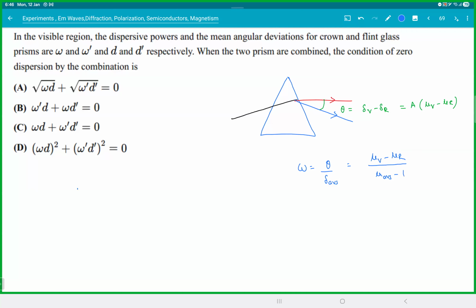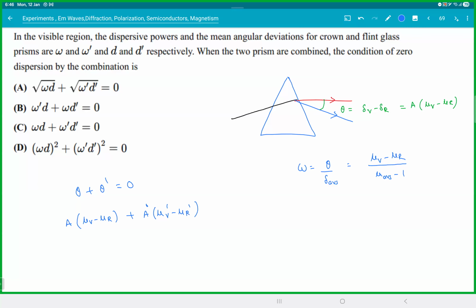So he's saying the dispersion is 0. So theta plus theta dash is 0. And what is theta? That would be A into mu violet minus mu red plus A dash into mu violet dash minus mu red dash. The condition for zero dispersion.